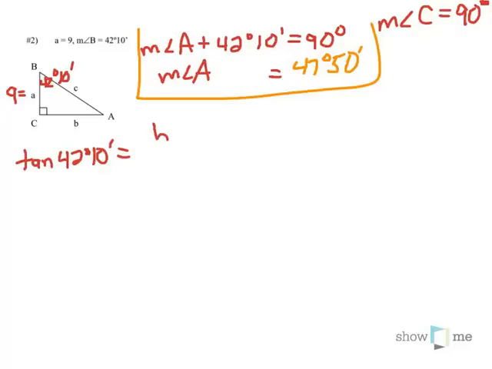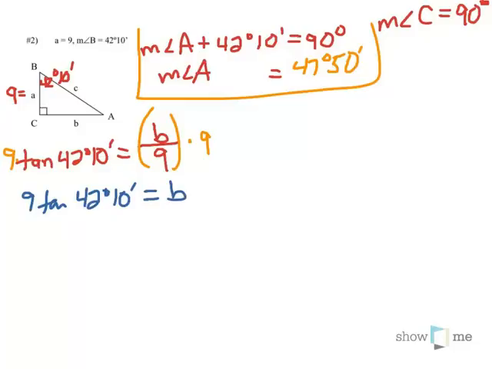That's B over 9. Trying to get B by itself, we're going to multiply both sides by this denominator. That breaks my fraction apart. So on the left, we get 9 tangent 42 degrees 10 minutes. On the right, we get B. Multiplying and dividing by 9 gives us 1. B times 1 is B. You put that in your calculator, you get 8.15 to the nearest tenth. That's 8.2. It's rounded. If we can avoid using that number for other answers, let's avoid it.